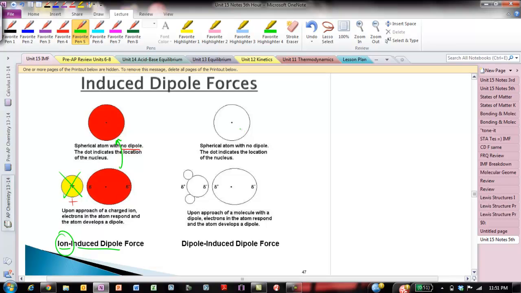The other thing you could get is, again, you have no dipole, spherical atom, and you put something polar up next to it. So here's water. It's negative here and positive over here. And so again, if this negative approaches, it's going to push the negatives that way. And so it's going to make this side partially positive and that side partially negative. And so now you've got a dipole-induced dipole. So it's a polar molecule forcing this nonpolar to become polar.